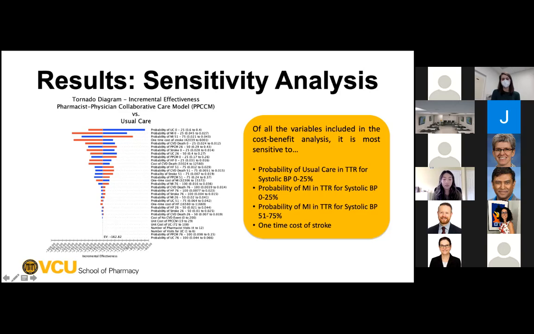So when the answer ranges for several variables are stacked from lowest to highest, the results mimic a tornado. Of all the variables included in the cost-benefit analysis, it was most sensitive to the probability of usual care in TTR for systolic BP 0 to 25%, probability of MI in TTR for systolic BP 0 to 25%, probability of MI in TTR for systolic BP 51 to 75%, and the one-time cost of stroke.